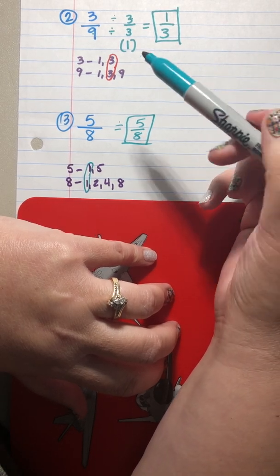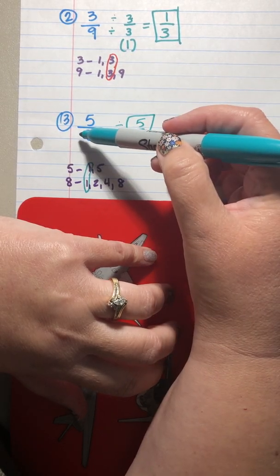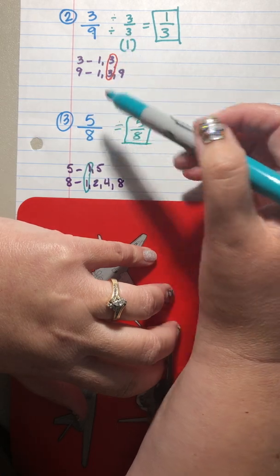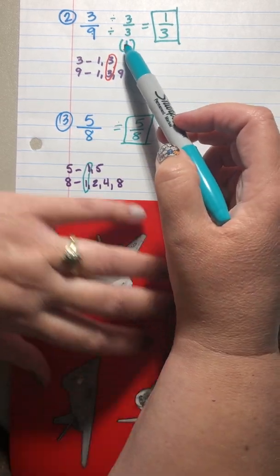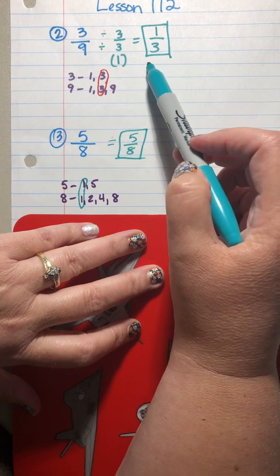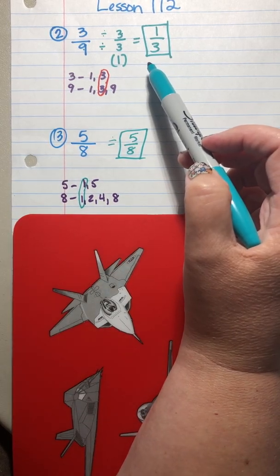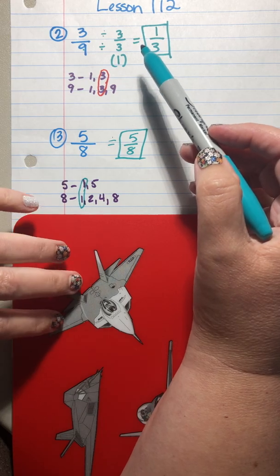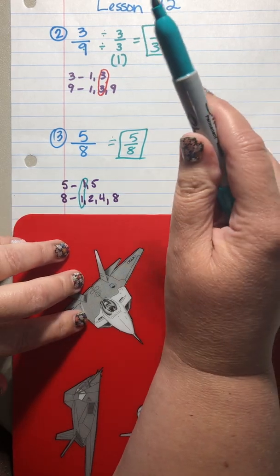Okay? So we're taking a larger fraction, dividing it by a fraction equal to 1 to get smaller numbers in our fraction, to get the smallest possible numbers. And we're calling it the reducing of fractions.